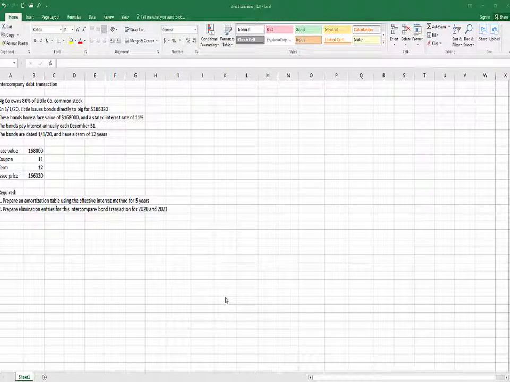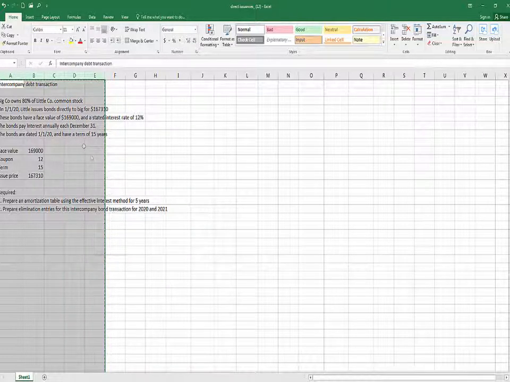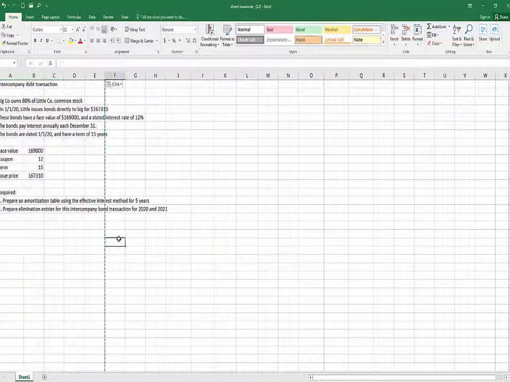Okay, let's go ahead and go through the solution to the first of the two intercompany bond transaction problems. This is the one where there's a direct issuance, Little issues bonds directly to Big, and again, our first order of business, we've got a bunch of variables there. We need to copy and paste as values.